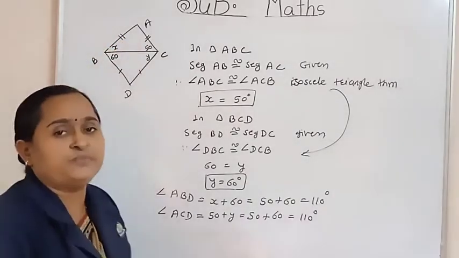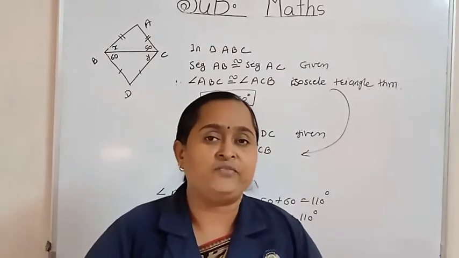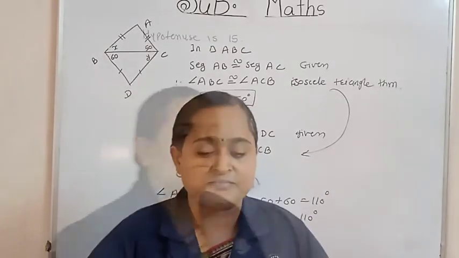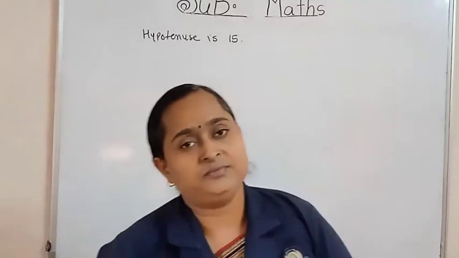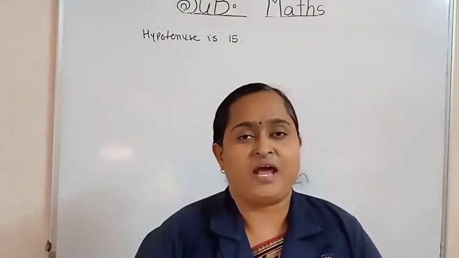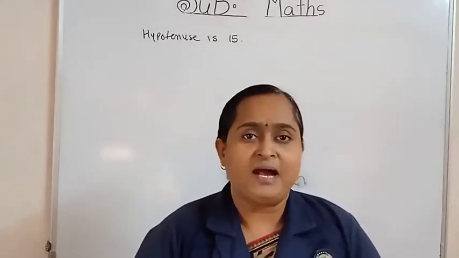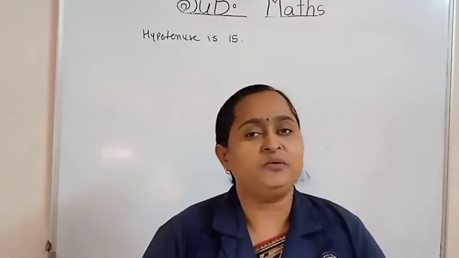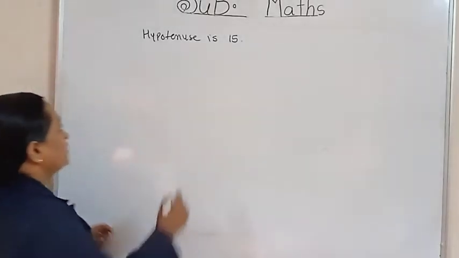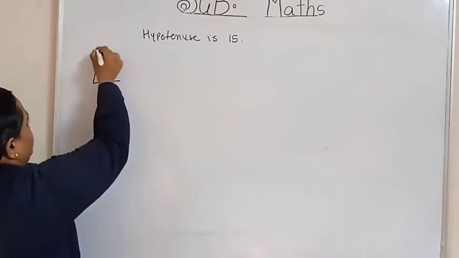It is also a very simple example. Easily you can find the values of the two angles. Now see the second example. In the second example, the hypotenuse is given as 15 and you have to find the length of the median. Now the diagram is not given, we can draw a diagram also for understanding.